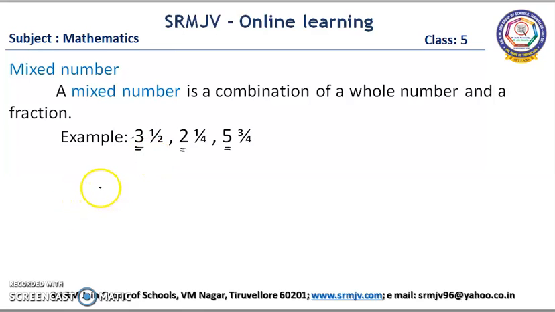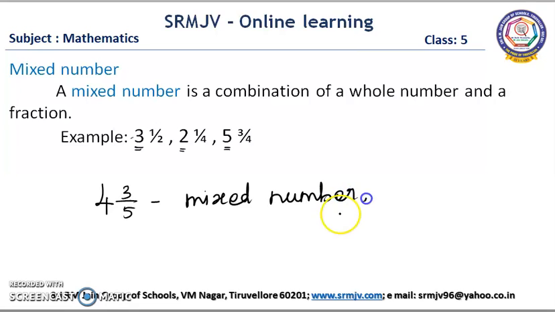Let us see one more example. 4 3 by 5. Here 4 is a whole number and 3 by 5 is a fraction. A combination of a whole number and a fraction is called a mixed number. Is it clear? So 4 3 by 5 is a mixed number.